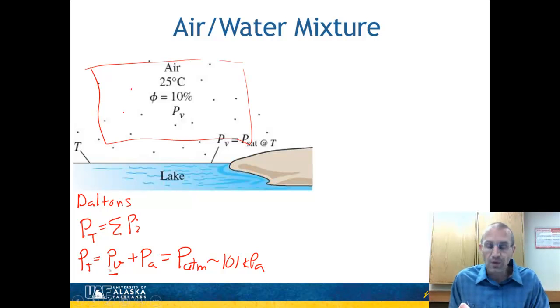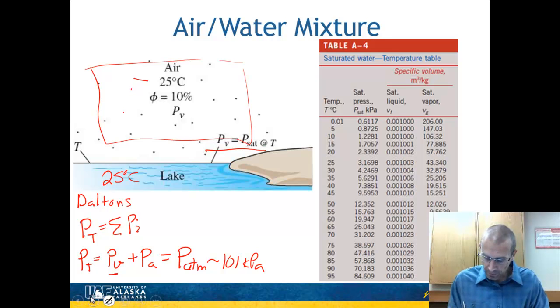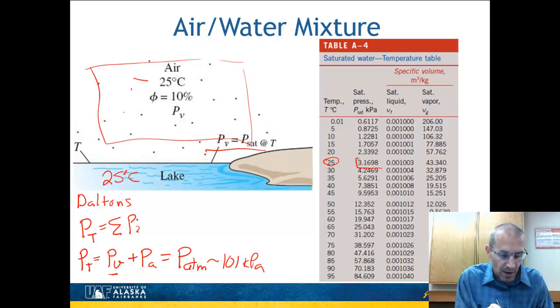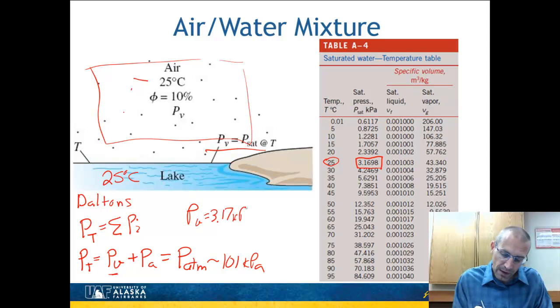Now, in order to find out what the vapor pressure is, the amount of water I have, if I'm in equilibrium, so if the air is at 25 and the lake is also at, say, 25 degrees Celsius, there's going to be a partial pressure of water above it, P sub V, that's equal to P sat at that temperature. If I go to the saturation tables and look at 25 degrees Celsius, I see the saturation pressure is about 3.17 kilopascals. That means that P sub V is 3.17 kilopascals, or about 3% of the total pressure.